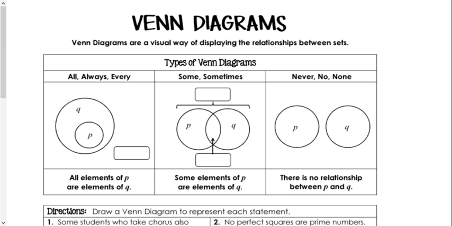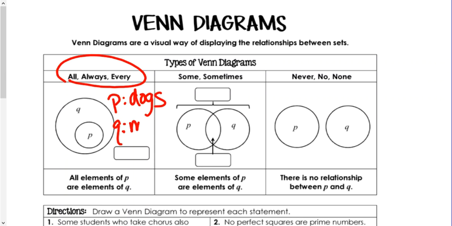So the types of Venn diagrams that we have are 3 different types. We have an all, always, and every Venn diagram. And that's why my P is inside the Q. Whenever we have my sentence P, whatever that may be, say all dogs are mammals, this P would represent dogs, and the Q would represent them being mammals. So all dogs are mammals. That's why the P bubble fits inside of the Q bubble.